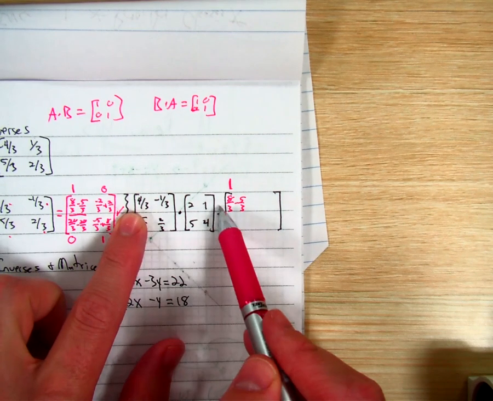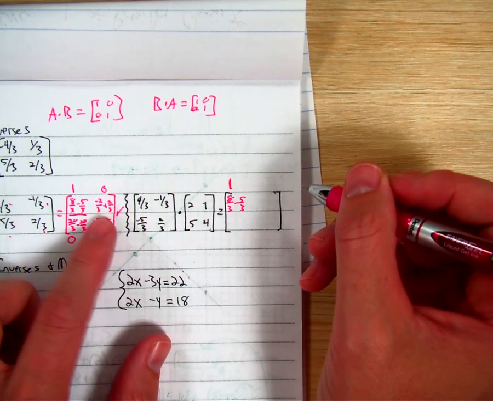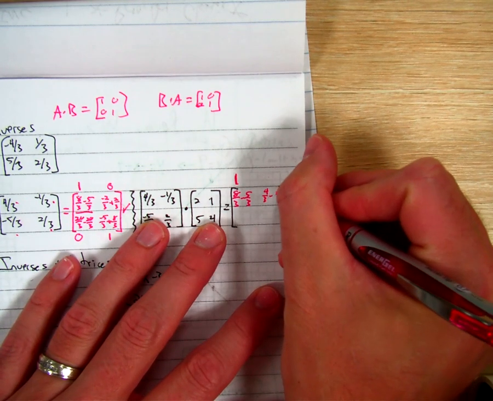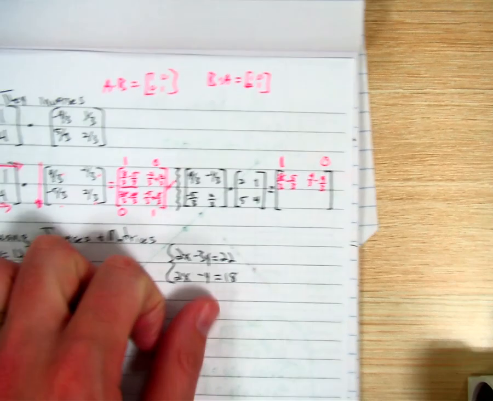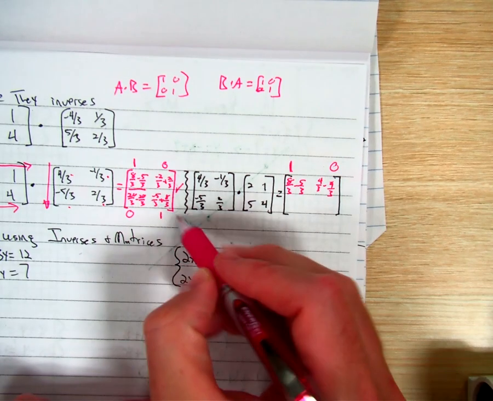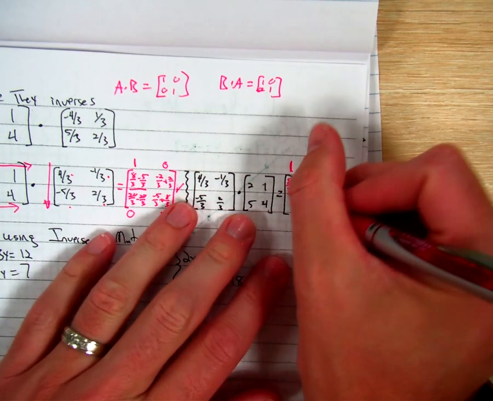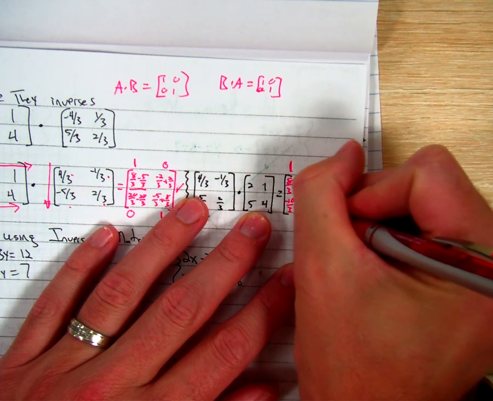Row times column, 4/3 minus 4/3, different from before. Okay, we didn't have any 4/3 in the other one, but that's going to be a 0. Row times column, negative 10/3 plus 10/3. Again, a totally different fraction than we had in the other matrix.